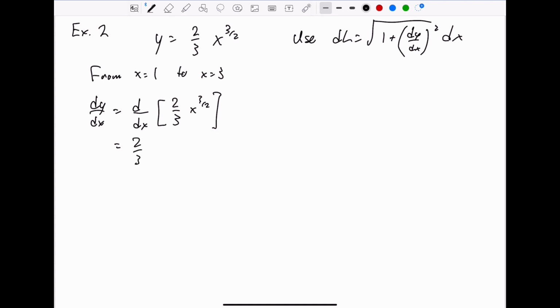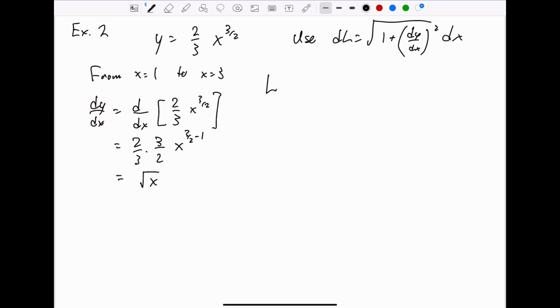We can use the power rule here for derivatives. So we have 2/3, bring the power out front, 2/3 times 3/2. This is convenient, that will simplify to 1. And then this is x to the 3/2 minus 1. 3/2 minus 1 is 1/2. So this is x to the 1/2, which is simply the square root of x. That's the expression for dy dx.